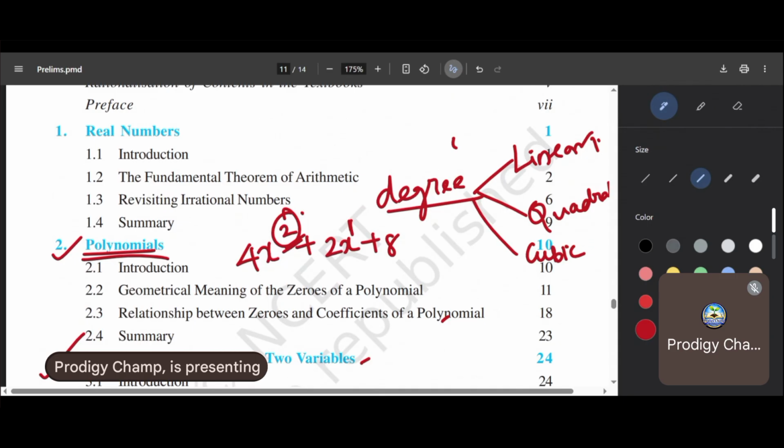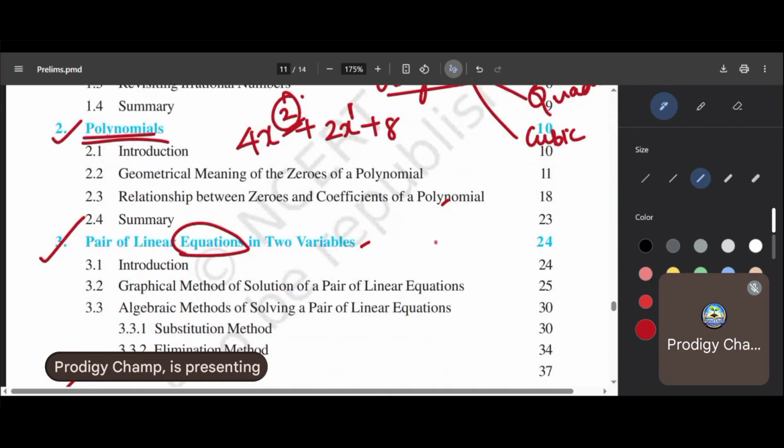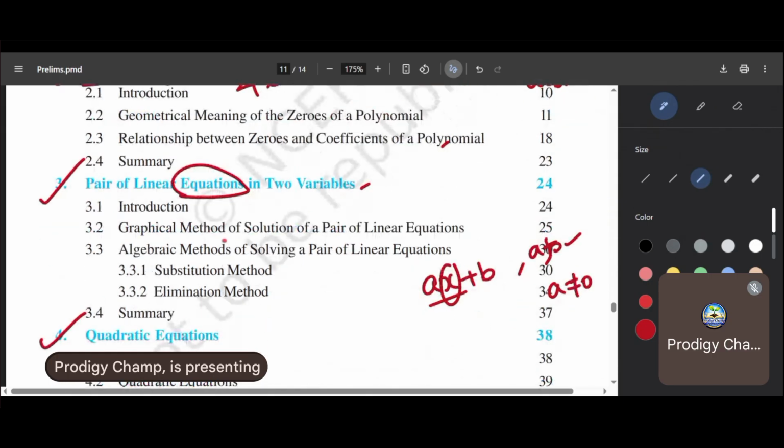A linear polynomial means the degree should be 1. Got it? The same, if it is an equation, it is a linear equation. So the general format of a linear equation is ax plus b. This is for one variable. x is a variable, a and b are real numbers, where a should not be equal to 0, otherwise the term fully gets cancelled. So they can be real numbers, but a should not be equal to 0.